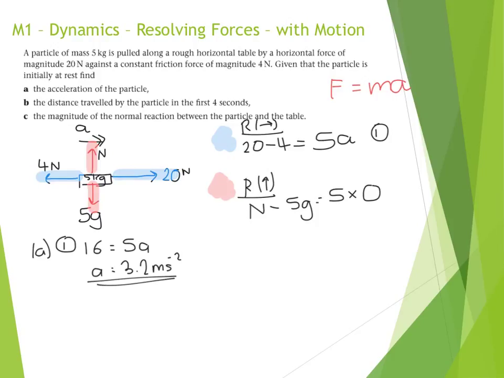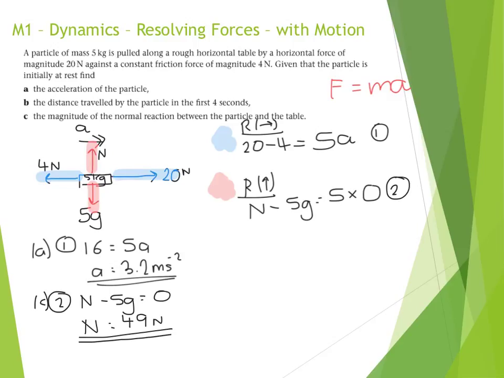I'm going to jump to part C now and have a look at the magnitude of the normal reaction. And looking back at our equations, it looks as if equation 2 is going to be pretty handy. Simplifying equation 2, N minus 5g is going to be equal to 0. So my normal force is going to be equal to 49 newtons, remembering that we can just sub in our value of g, which is 9.8.